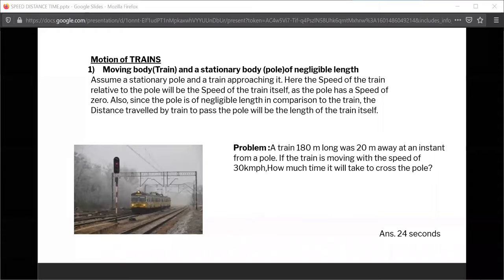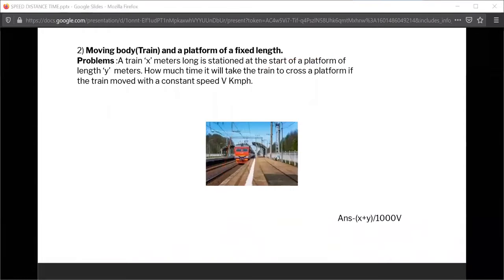The second case, let's see what is the next case. Well, in this case, a moving train and a platform of a fixed length. So, if you have a case like this, suppose you have a train of length x meters and a platform of length y meters.